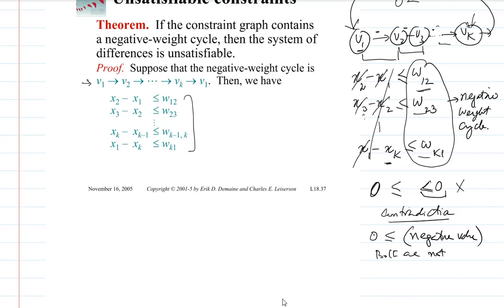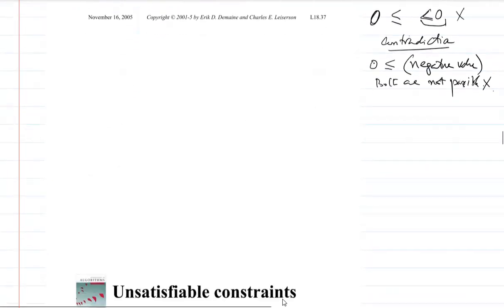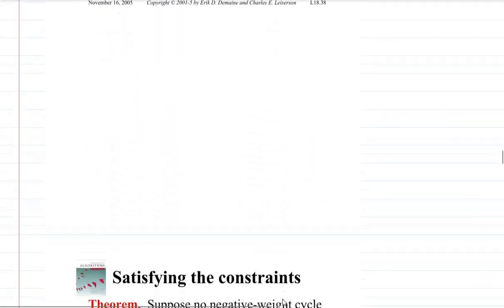Both are not possible. So both possibilities are not there. Because of this we have a contradiction, and it is impossible to find the solution for a constraint graph with a negative weight cycle. So this is proven.